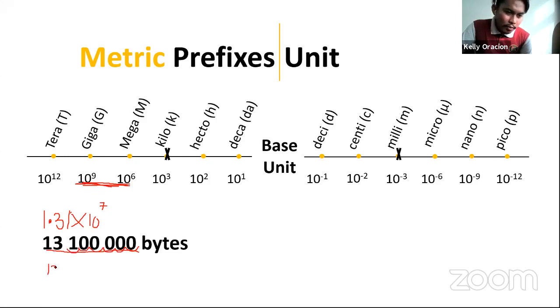So, pag 6 ang exponent, that's 13.1 times 10 raised to 6. Pag 9, let's continue. 1, 2, 3. So, pag 9, there will be an additional 0. 0.0131 times 10 raised to 9. Okay?